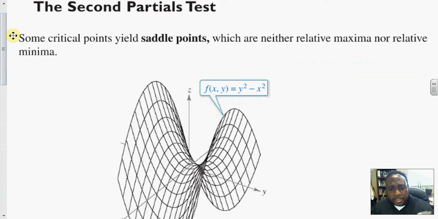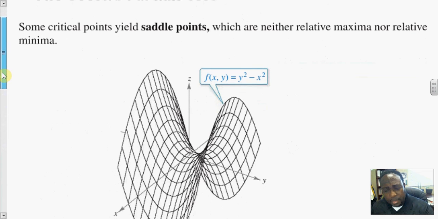To be able to get the extrema, that is the relative extrema, we use the second partials test. The second partials test will be able to tell us whether or not a function has a local minimum or local maximum. Sometimes there are functions for which there is neither a relative minimum nor a relative maximum. Thus, the function is said to have a saddle point.